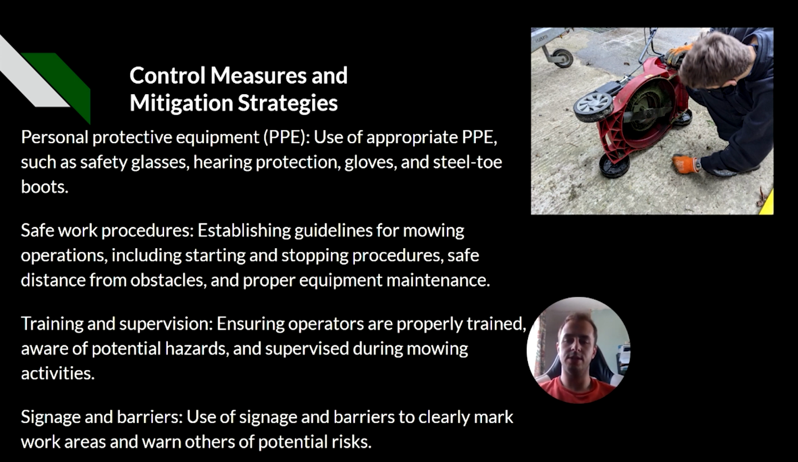Safe working procedures, so establishing guidelines for mowing operations, including starting and stopping procedures, safe distance from obstacles, and proper equipment maintenance, as we mentioned before. A big thing again is training and supervision, ensuring that operators are properly trained, aware of any potential hazards, and supervised during mowing activities. Signage and barriers should be used, and they should clearly mark the areas that are being worked within and warn others of potential risks.